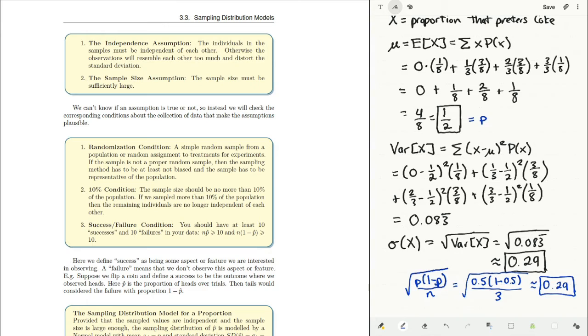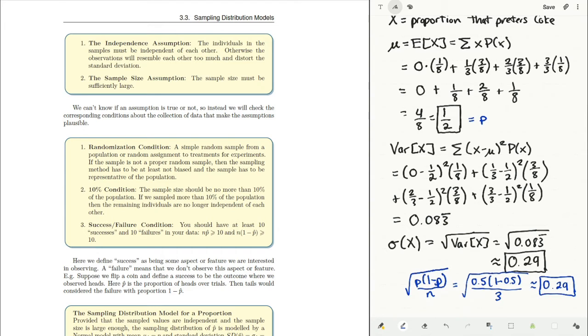Now, before we can use any model, we need to check whether certain assumptions and conditions are true. There are two assumptions that we need to make. The first is the independence assumption, where the individuals in the sample must be independent of each other, meaning that the outcome of one individual should not affect the outcome of other individuals. The second assumption is the sample size assumption, which says that our sample size must be large enough. Now, it is rather difficult to know whether an assumption is true or not, but we can check certain conditions about how the data is collected to determine if the assumptions are plausible.